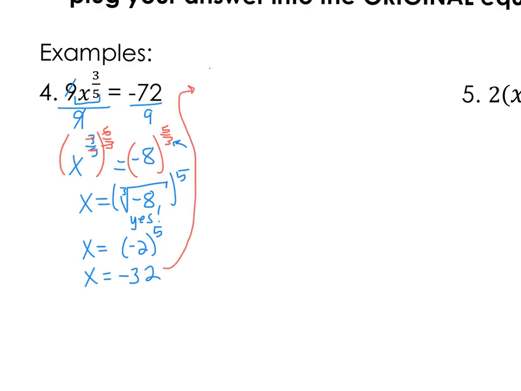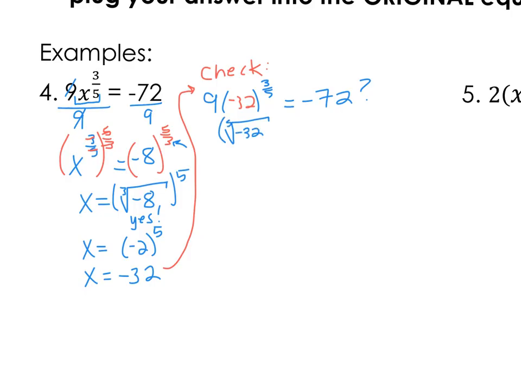So this takes a little time, especially going back to check. Plug in -32 for x. And we have to raise that to the 3/5 power. Multiply it by 9 and check to see if it in fact equals -72. So again, we do have to convert this to radical form. It's a fairly time-consuming process, but hopefully it goes quickly.